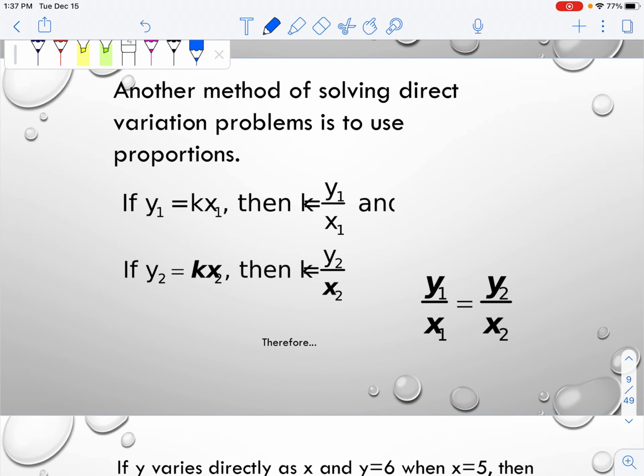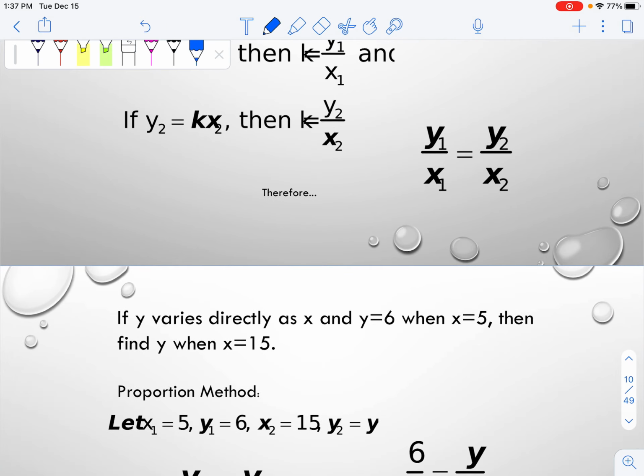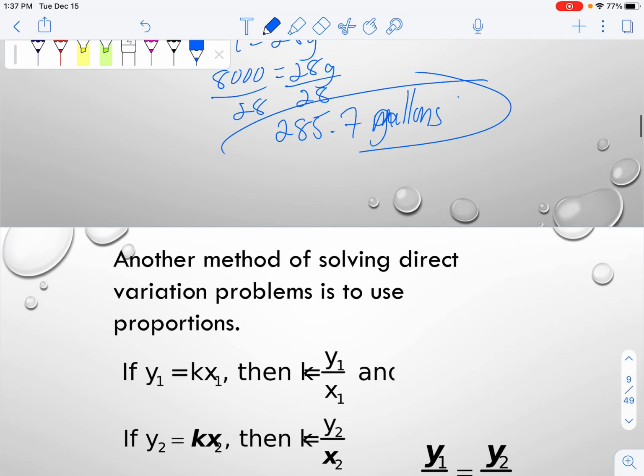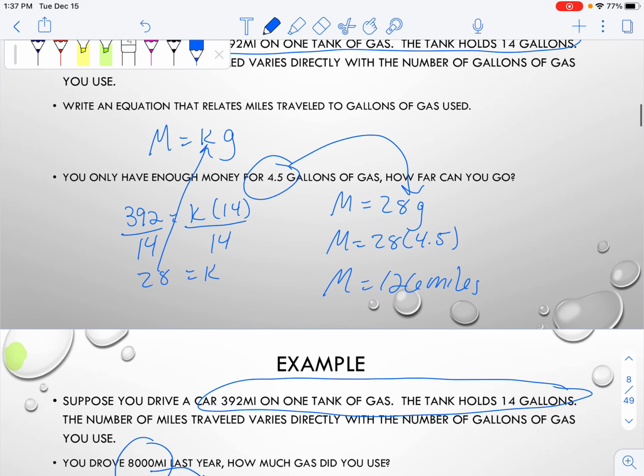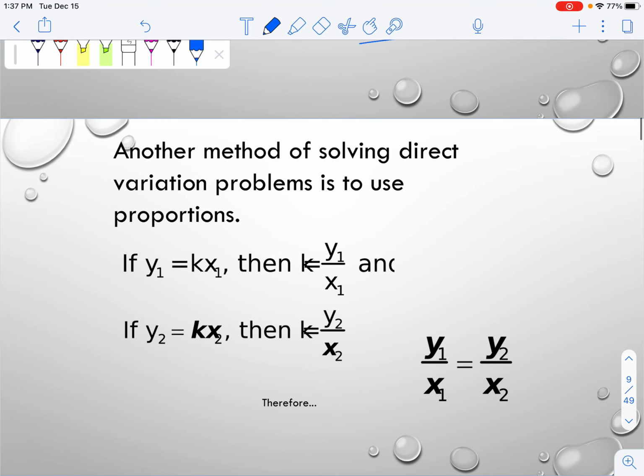There is another method to solve, just using proportions. Again, you can do it quickly, efficiently, and easily. There's nothing wrong with substituting in what you know and solving for what you don't. I mean, that's pretty much the definition of algebra.